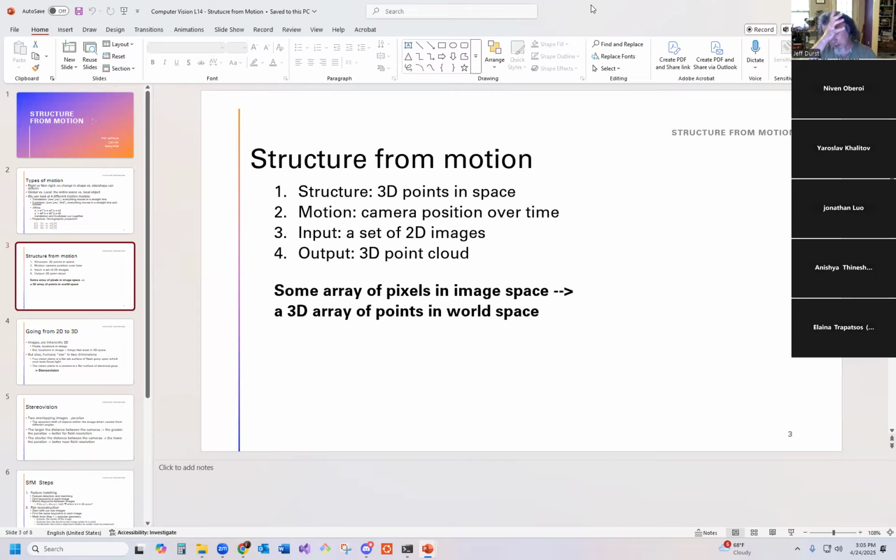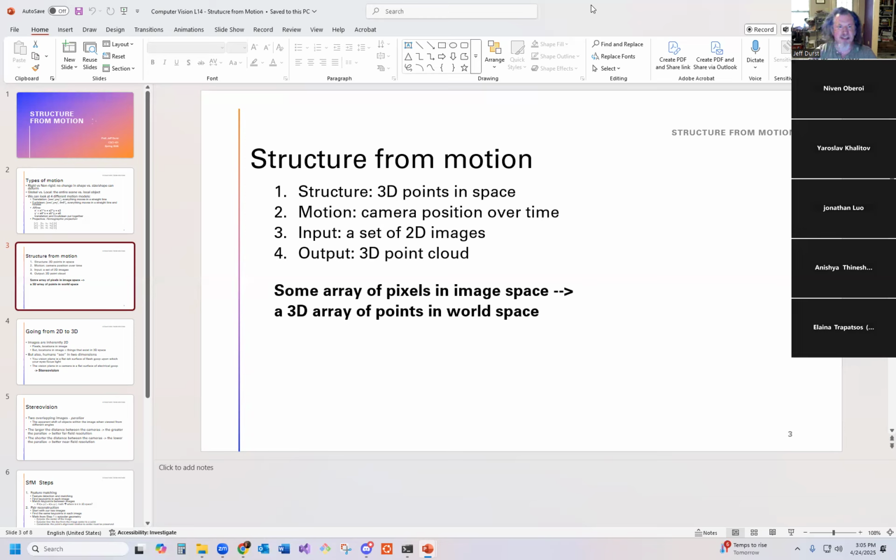There are some monocular structure from motion algorithms. I'm not going to talk about them because there's a lot of lift in terms of parameters and assumptions and constraints. So we're not going to worry about monocular structure from motion.